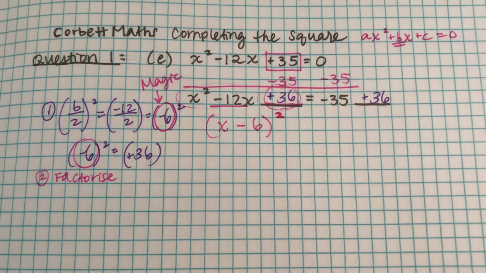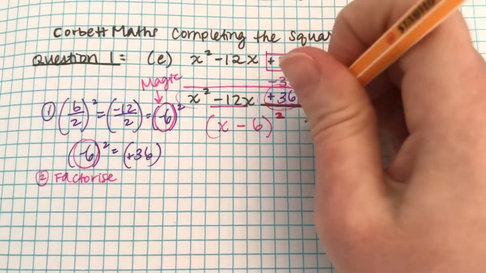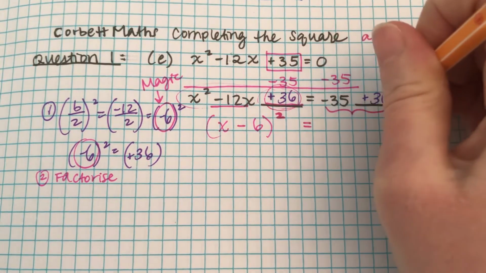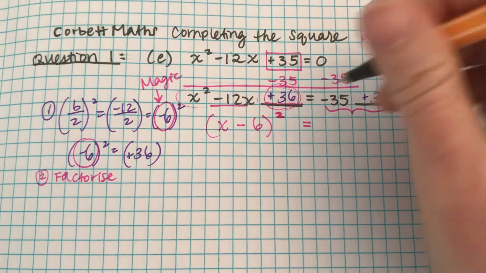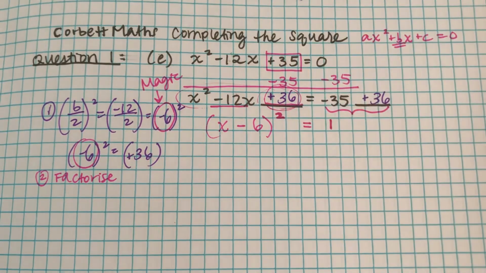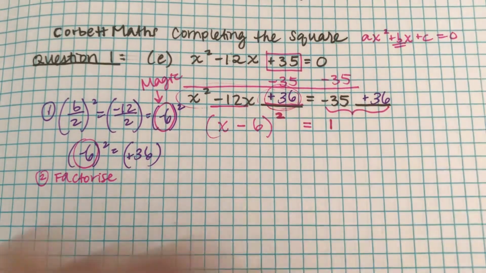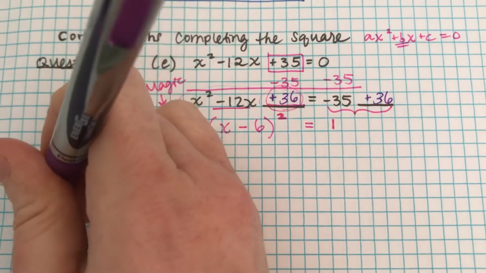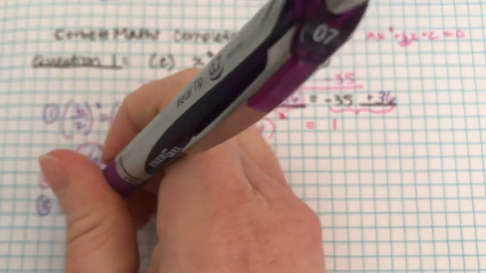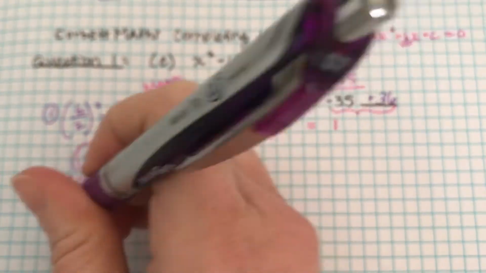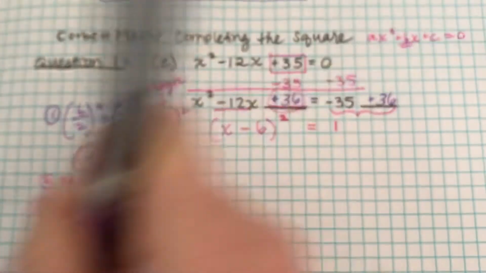All right, so I put x minus 6 in brackets. And then let's see what I have on the right side. I have minus 35 plus 36, which gives me a positive 1. All right, now I have step number 3, which is to solve using square roots. All right, so let's take it away.